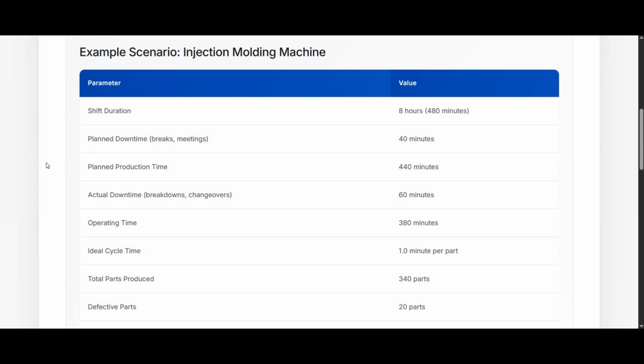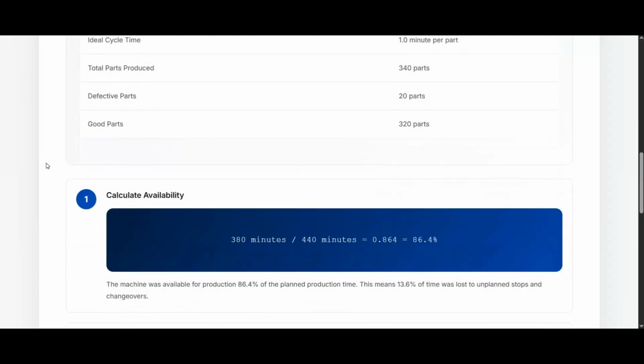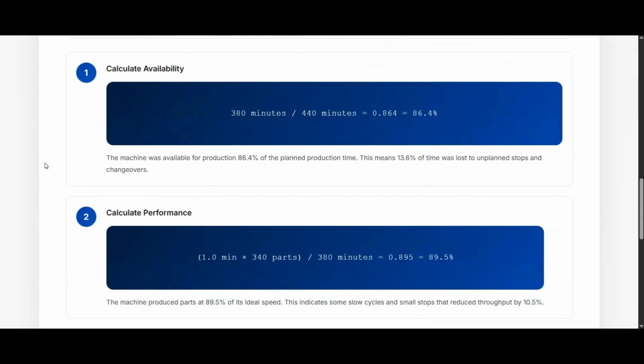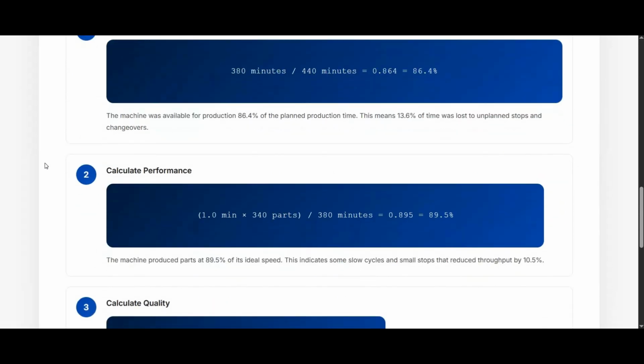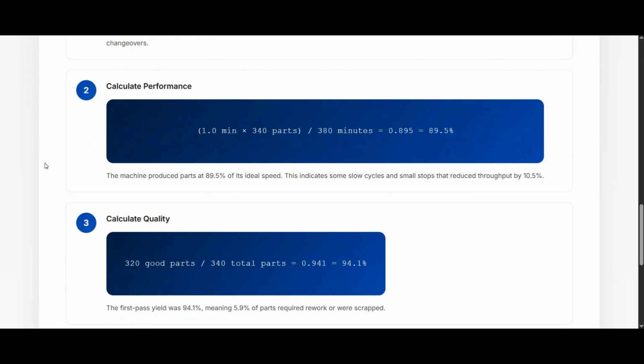to 380 minutes. So using our formula, availability equals 380 divided by 440, which gives us 86.4%. Then if the ideal cycle time is 1 minute per part and we produce 340 parts, our performance becomes 1 times 340 divided by 380, which equals 89.5%.